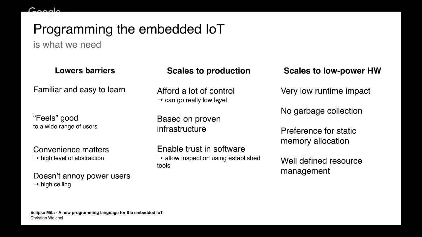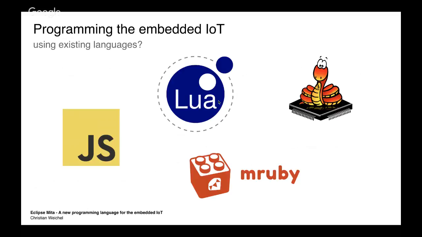So with this sort of catalog of things that we would like to see, how do existing languages stack up? Why not use something that's already out there? I mean, implementing or designing a new programming language is not an easy or obvious thing to do. And there are a few candidates that we might want to look at.